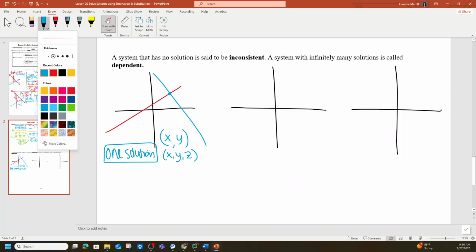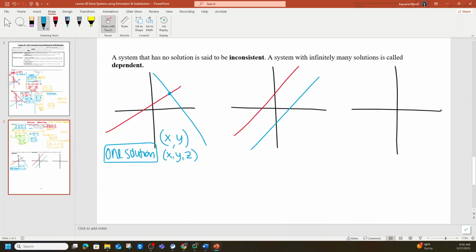What happens if I have a line and it happens to be maybe parallel to another line, and so they will never intersect? If something never intersects, what do you think is going to happen with that system? Lines that are parallel never intersect. If they never intersect, what do you think is going to happen with that system? Yep, no answer, no solution.